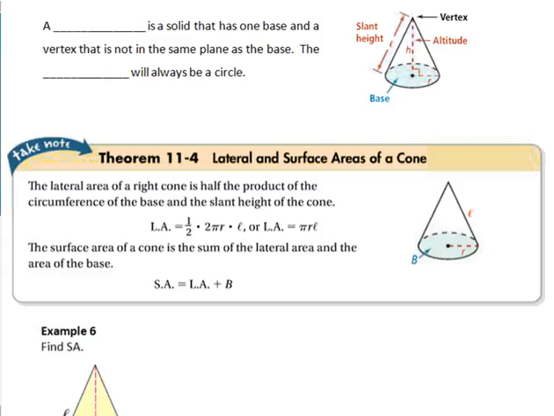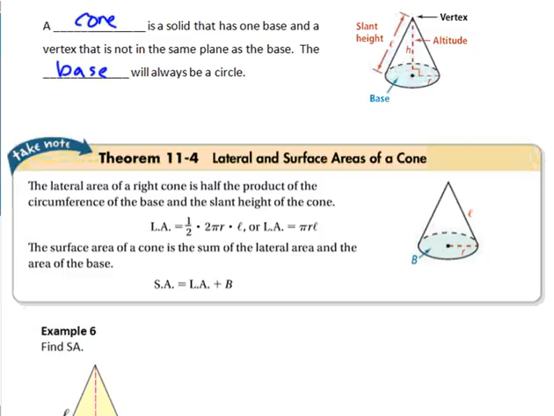So a cone is a solid that has one base and a vertex that is not in the same plane as the base. The base will always be a circle. The base of a cone is always a circle. All right?